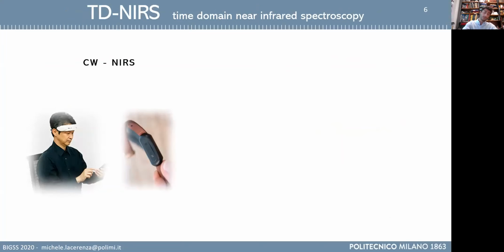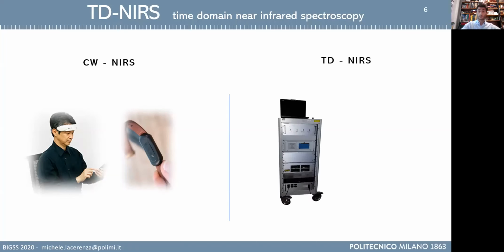Continuous wave NIRS, compared to time domain NIRS, has many pros. It is very compact, and it is not expensive at all compared to time domain NIRS. So what we are doing at Politecnico di Milano is trying to bring some of these pros also to time domain NIRS, because nowadays time domain NIRS systems use pulsed lights, while continuous wave NIRS uses just LEDs or continuous laser lights.